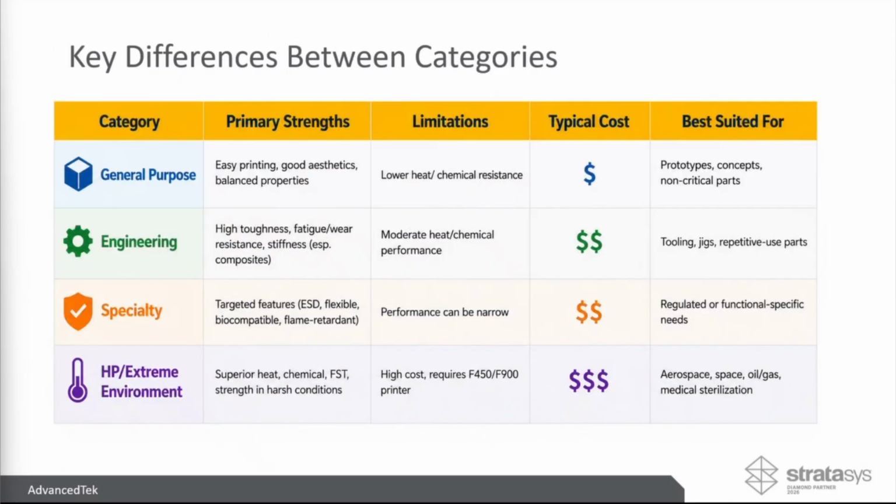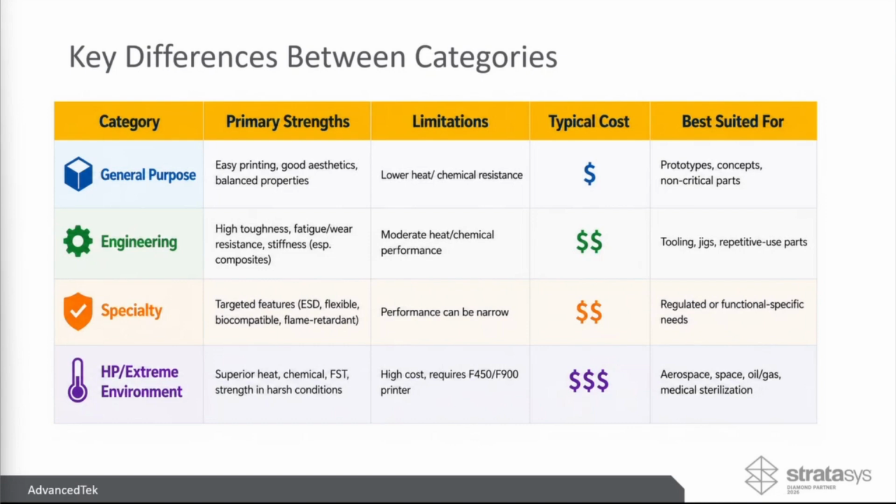Go over the key differences between the categories. So for your general purpose, its primary strengths are easy printing, good aesthetics, balanced properties. Limitations are lower heat and chemical resistance than some of your higher level materials. It has a lower cost, which makes it good for prototypes, concept, non-critical parts where you're doing multiple iterations for form to function.